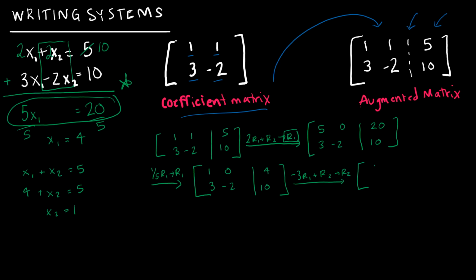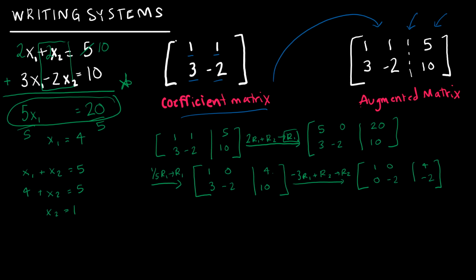So notice row 1 is staying exactly the same, and row 2 is now -3 times 1, which is -3, plus 3, which is 0. And then -3 times 0, which is 0, plus -2 is -2. And then -3 times 4, which is -12, plus 10, which is -2.